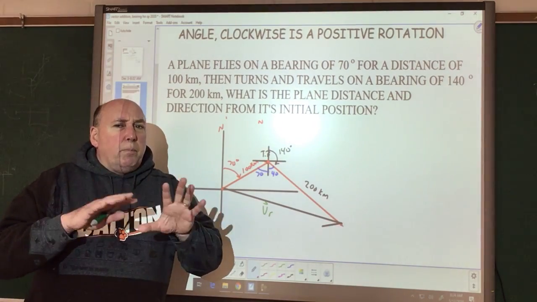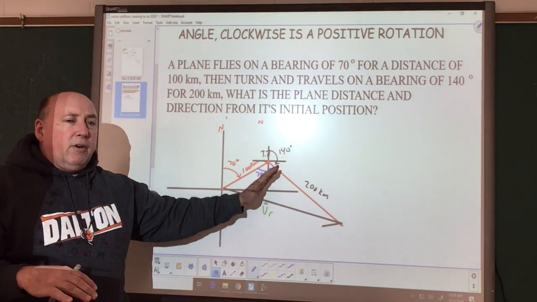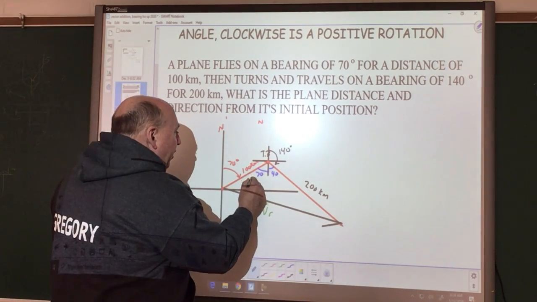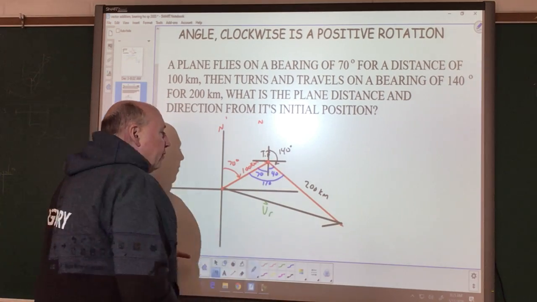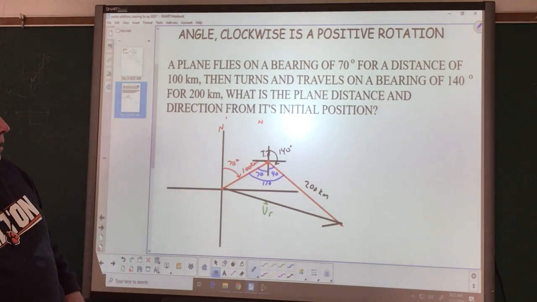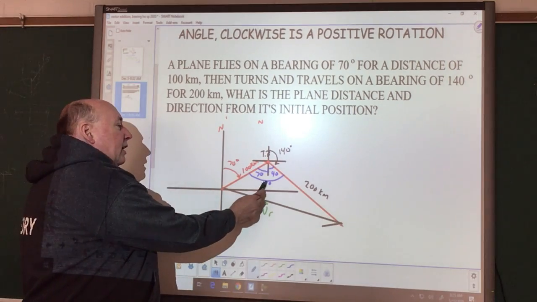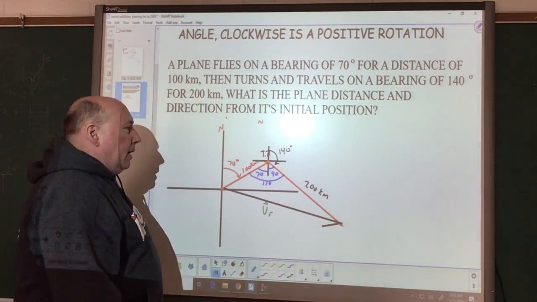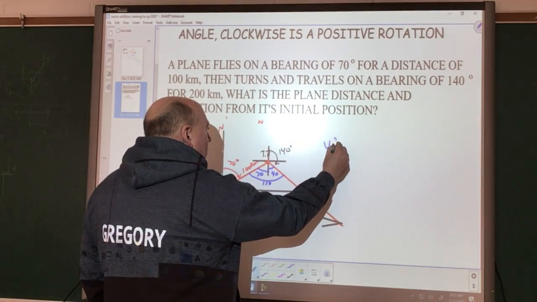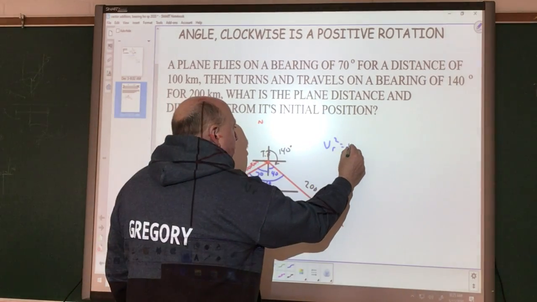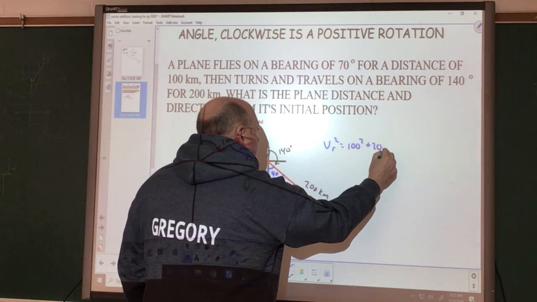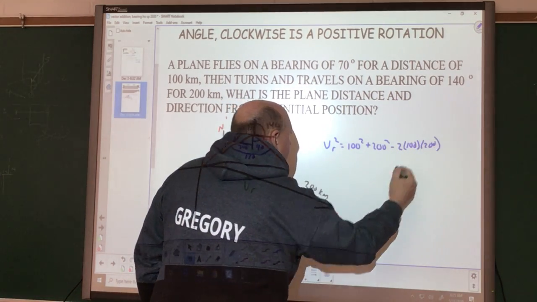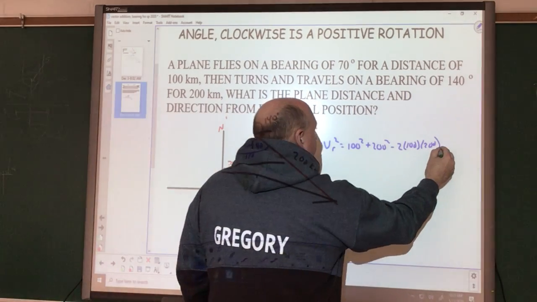And this is sort of like the little puzzle to try to figure out when you make your diagram. Well, if this is 70 and this is 40, we have a total angle here of 110 degrees. So if this total angle is 110 degrees, I know these two sides, I now can find VR by using the law of cosines. VR squared is equal to 100 squared plus 200 squared minus 2 times 100 times 200 cosine of 110.